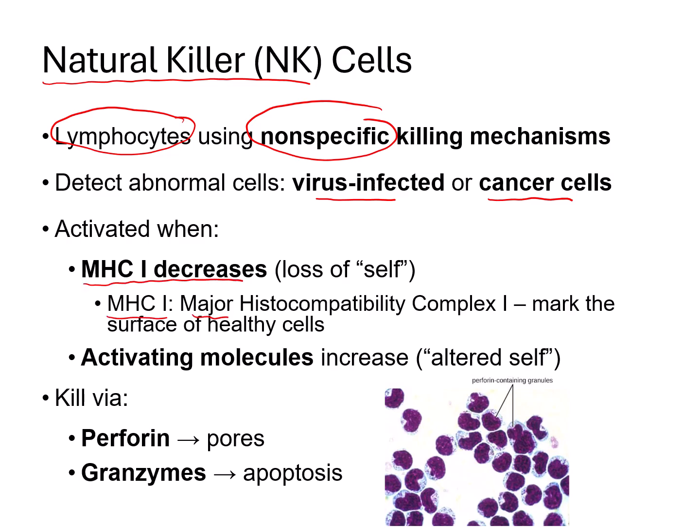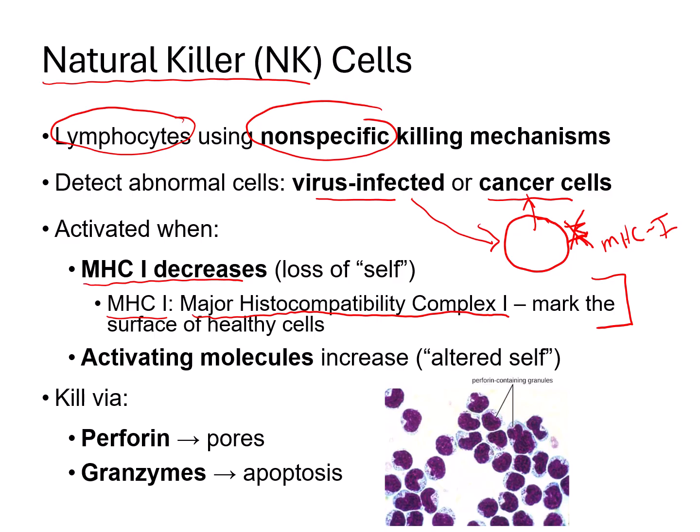MHC1 stands for Major Histocompatibility Complex 1, and this marks the surface of healthy cells. So in our normal healthy cells, on the surface of those cells, we have a marker called MHC1. And we're going to talk more about these in Chapter 18. But if a cell has been infected by a virus or has become cancerous, then it's no longer healthy, and you're going to see that the number of MHC molecules on the surface of these cells goes down.